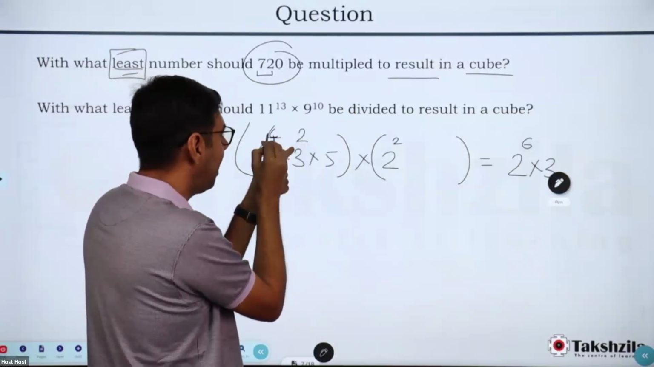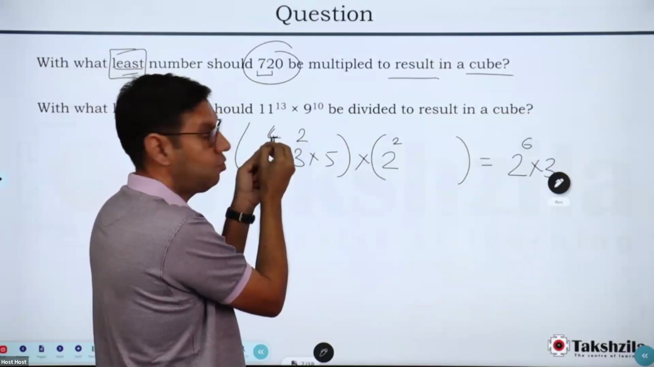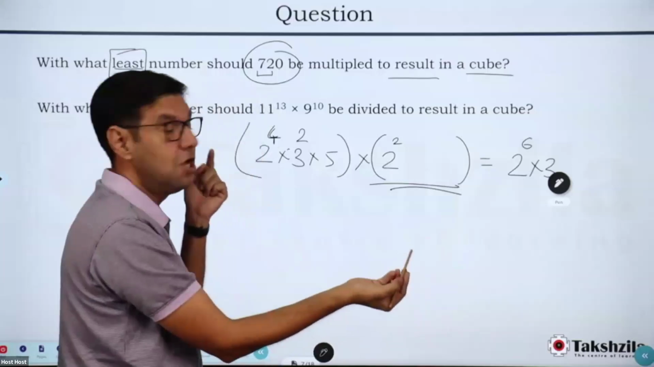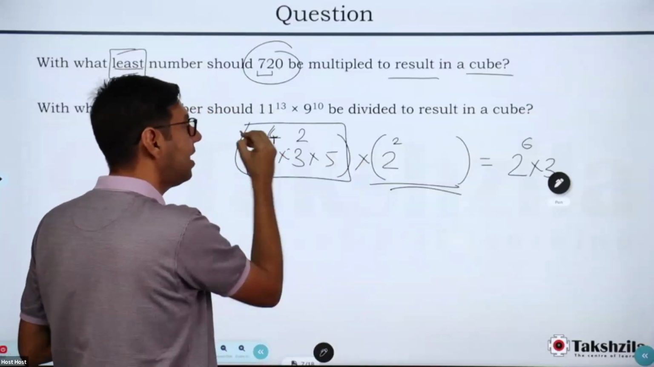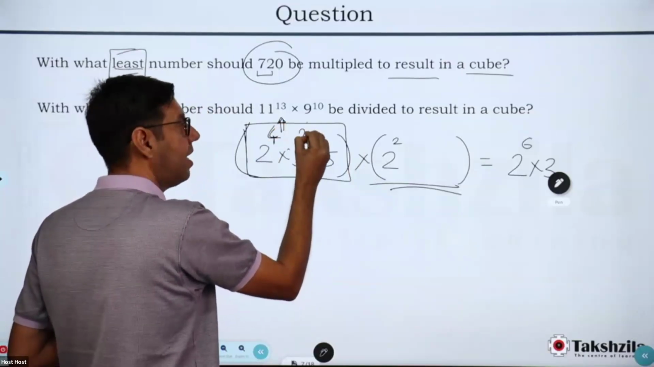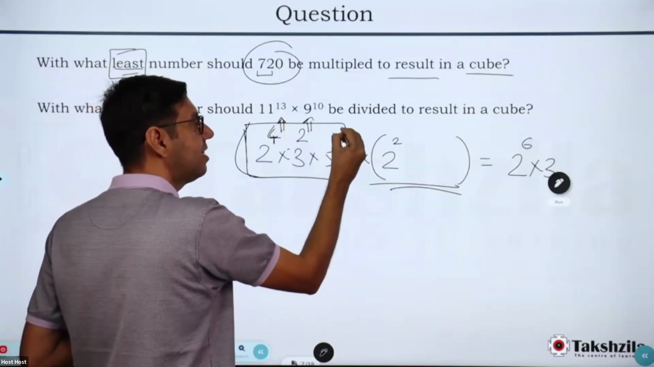Here too I needed a multiple of 3. You cannot reduce it, you have to increase it. Why? Because you're multiplying. Remember, when you multiply a number, you can only increase these exponents. Increase them, make them multiples of 3.